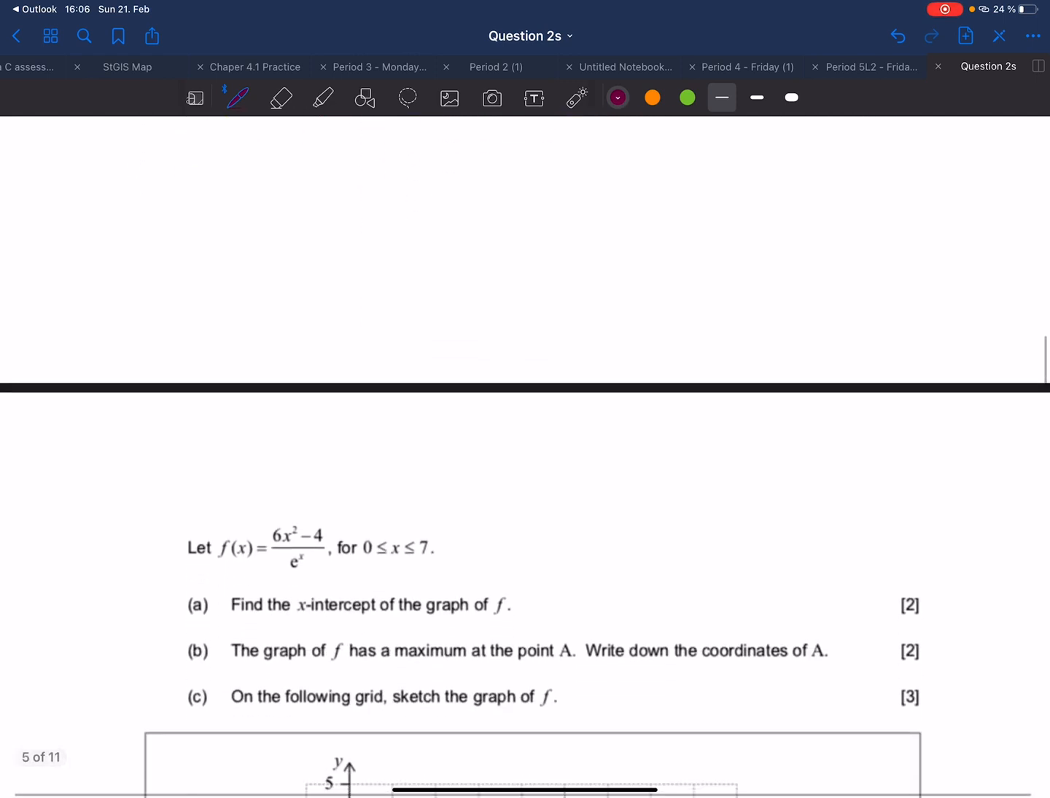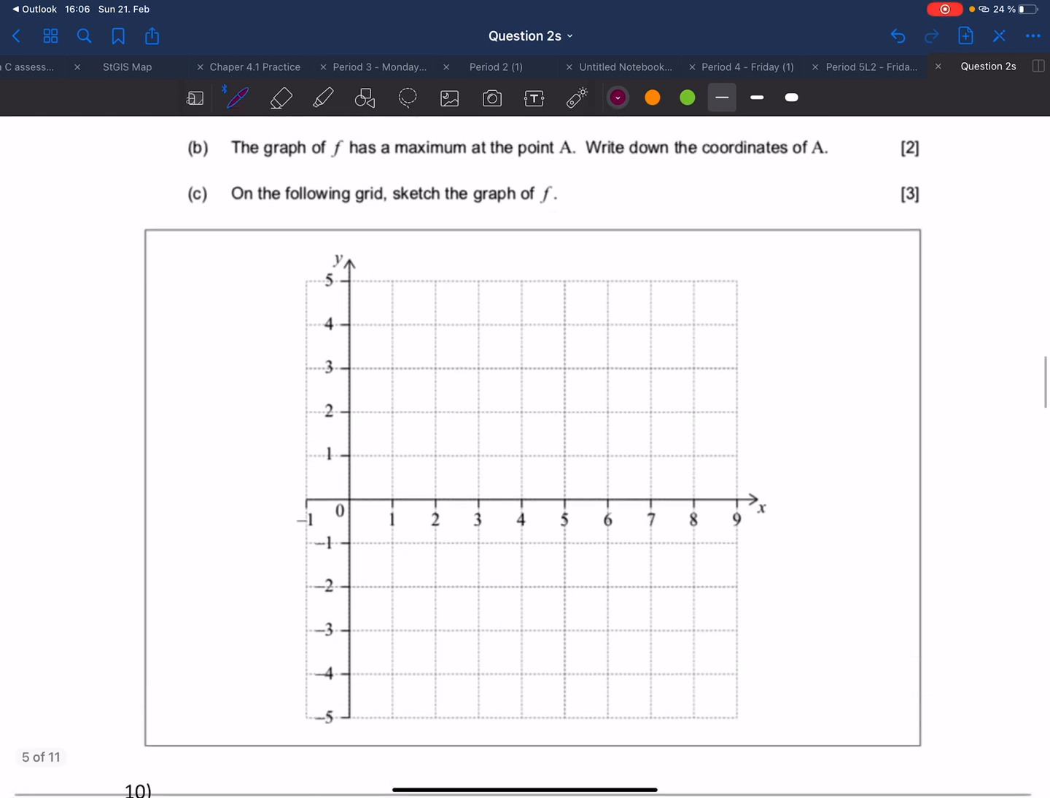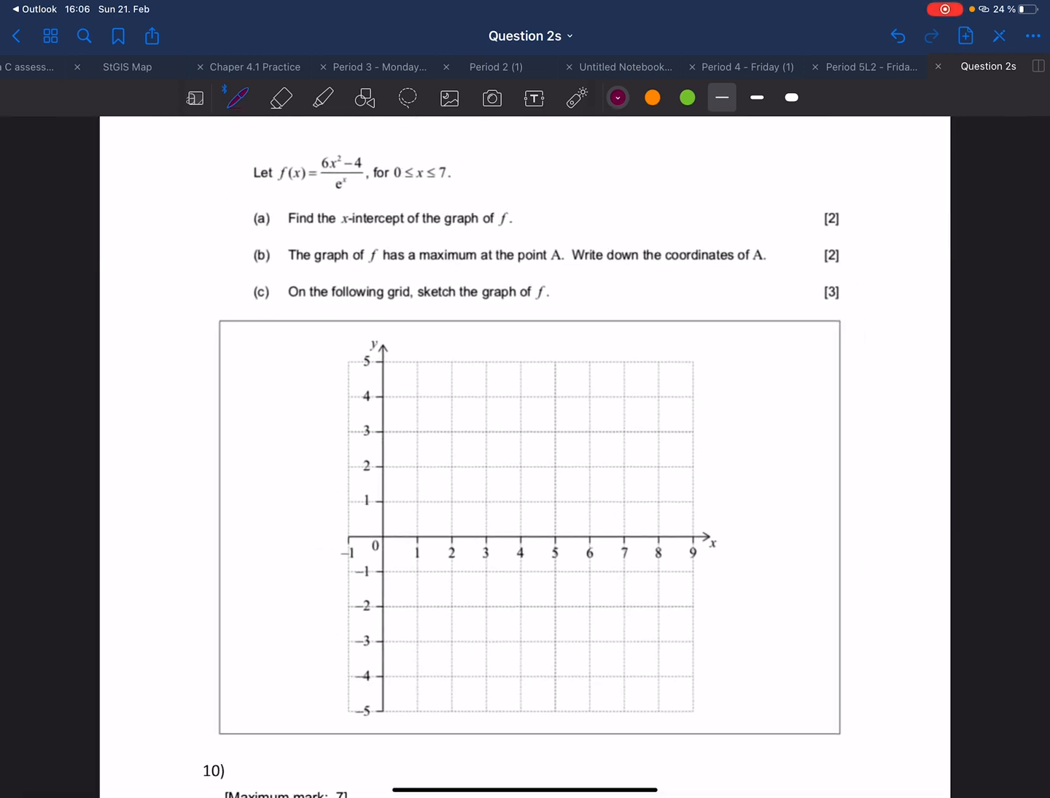Right, question number 9. Where is it? Here we go. It's another functions question. For this question, it's giving us a complicated function, the kind of function you would never be expected to know much about without your calculator, but it is a calculator question. And then it asks us to find a few things about it. So the first thing it asks us to do is to find the x-intercept.